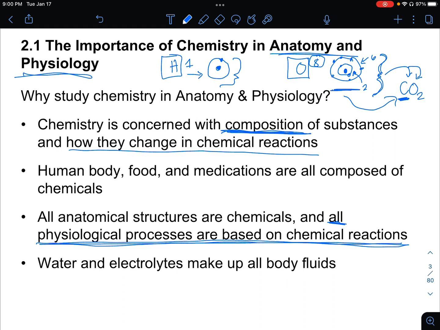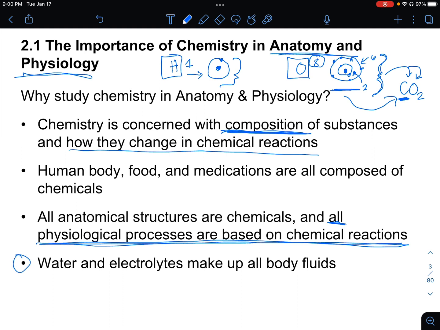The structure of the chemicals, the function because of that structure, so whether or not hydrogen is going to bind to oxygen or if oxygen is going to bind to carbon, helps us determine via the structure and function, and then the location of that. So if we are binding oxygen to carbon dioxide to carbon in a cell versus in our lungs, is going to tell us why that reaction is occurring: structure, function, and location.